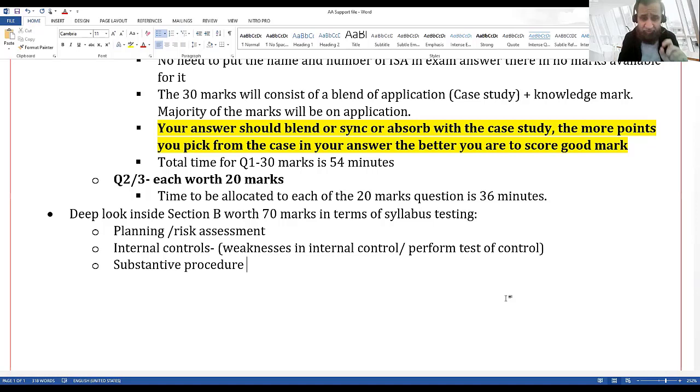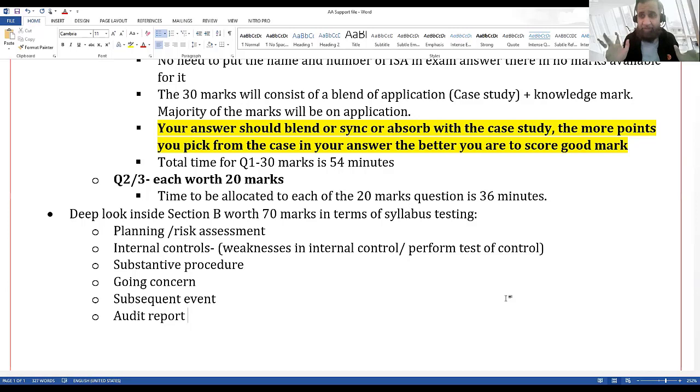Substantive procedure is a very regular feature. Then questions on going concern, questions on subsequent events, questions on audit report. Audit report is like a fundamental part of section B. These are six critical areas which develop the 70 marks paper.